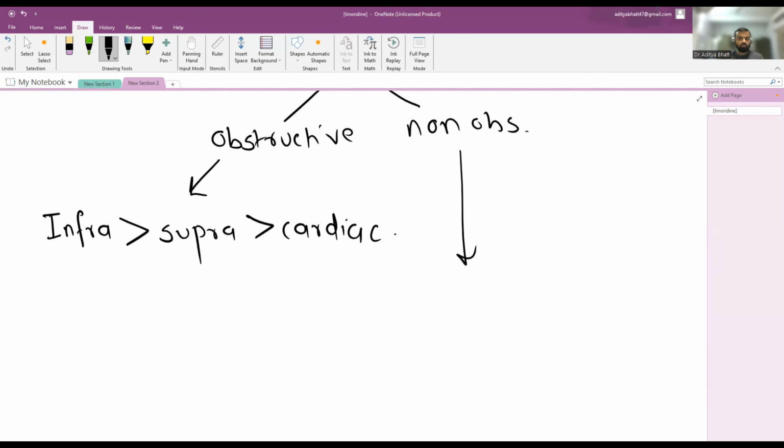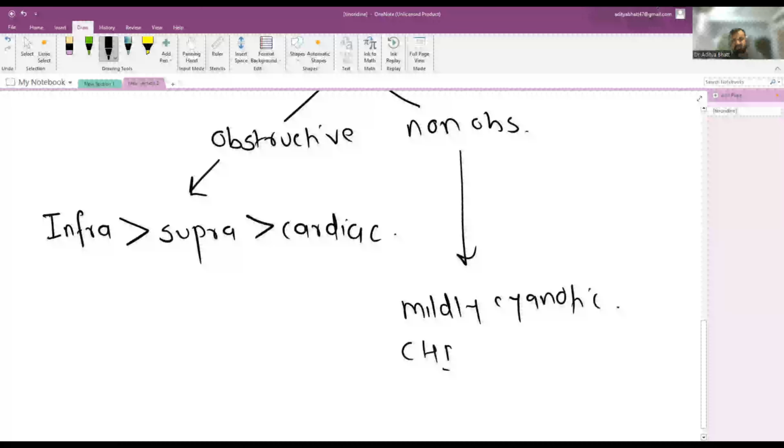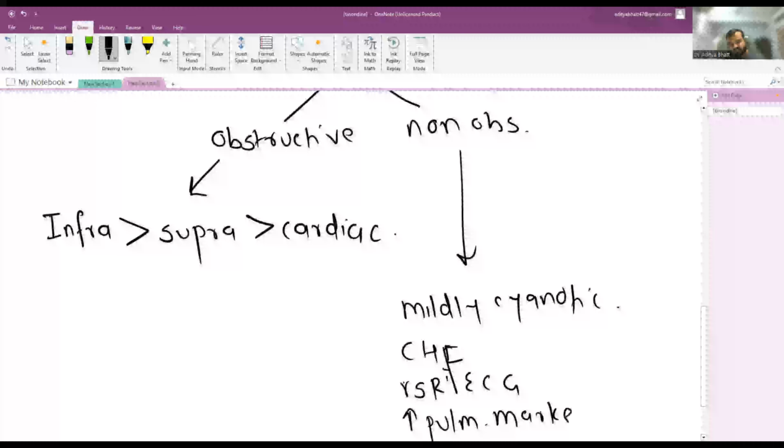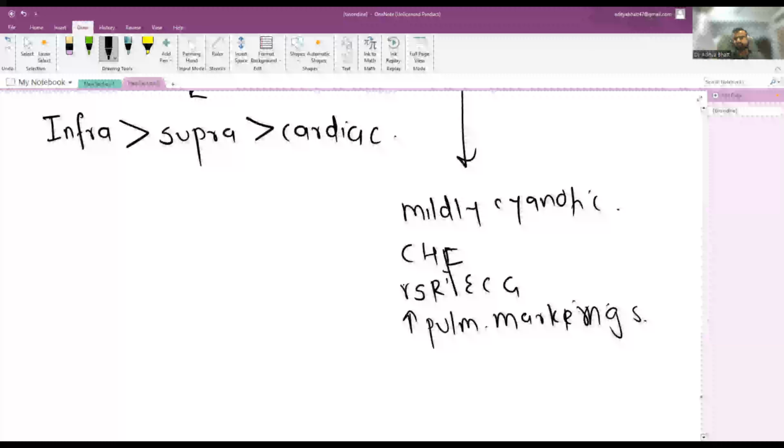So in non-obstructive, you have a mildly cyanotic patient with signs of CHF. The congestive heart failure is there, and there is a precordial bulge, with an RSR pattern on ECG, with RV strain pattern, because all the blood is going into the RV side. There is an increase in the pulmonary markings. There is pulmonary hyperemia, and the patient is undernourished. So this acts like any other cyanotic heart disease.